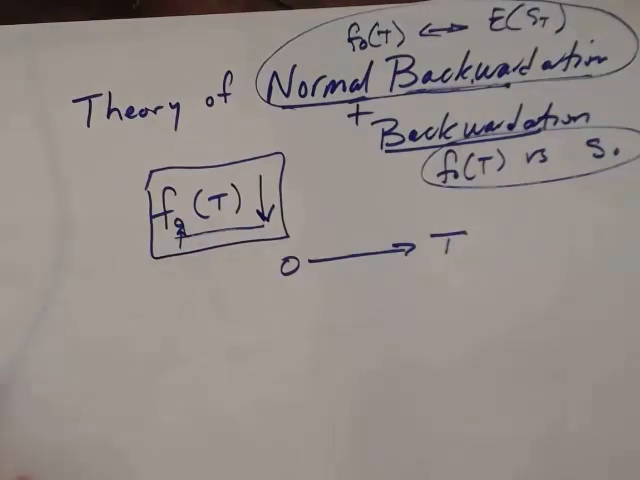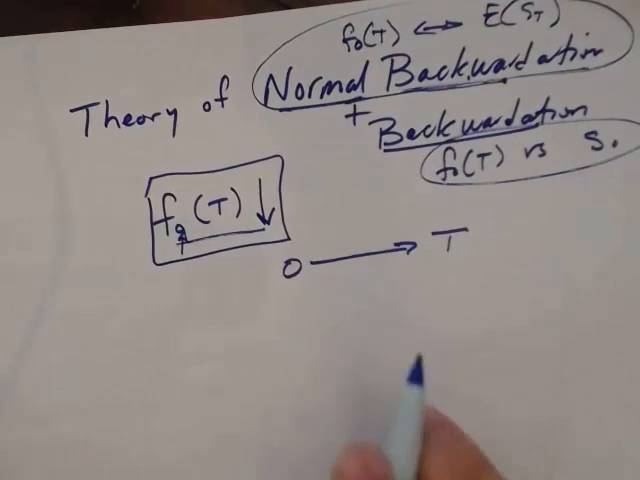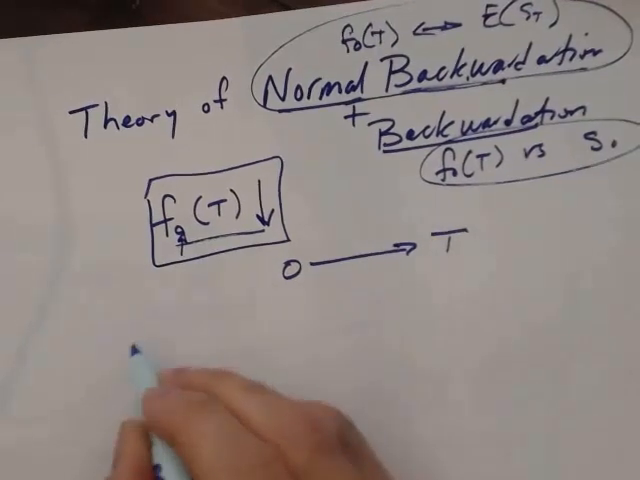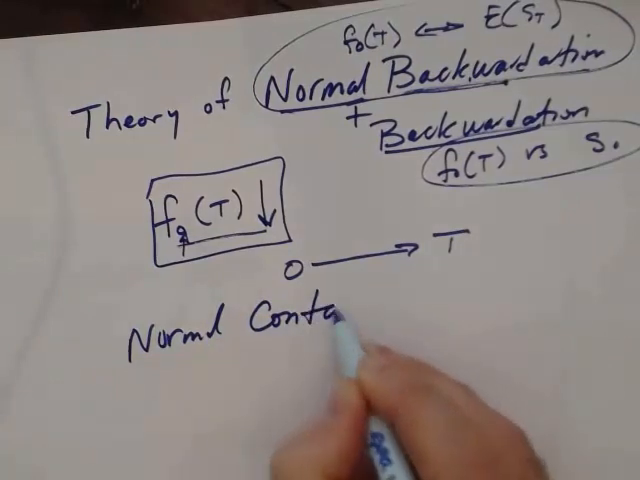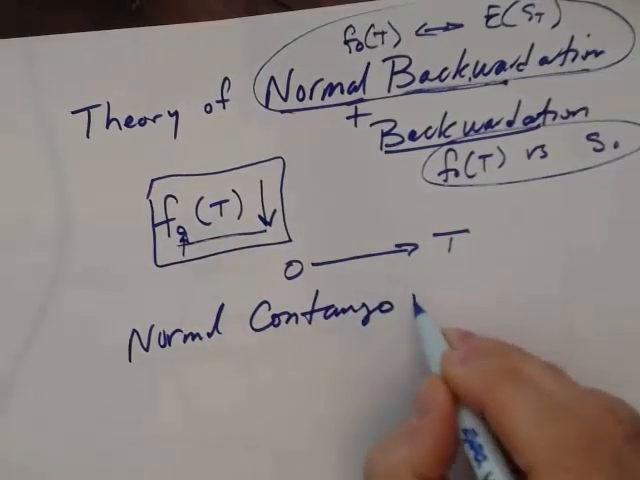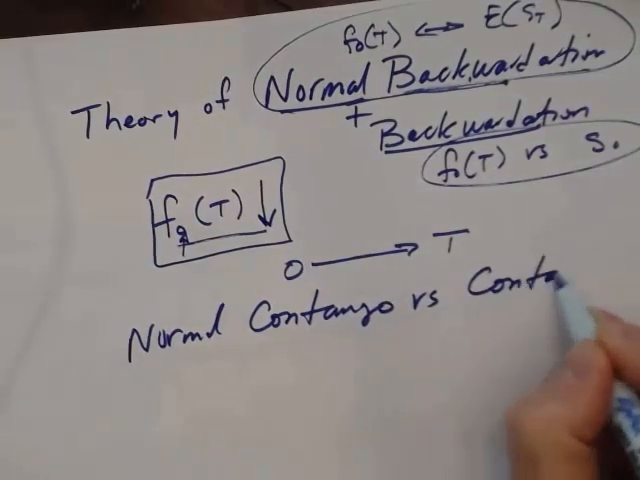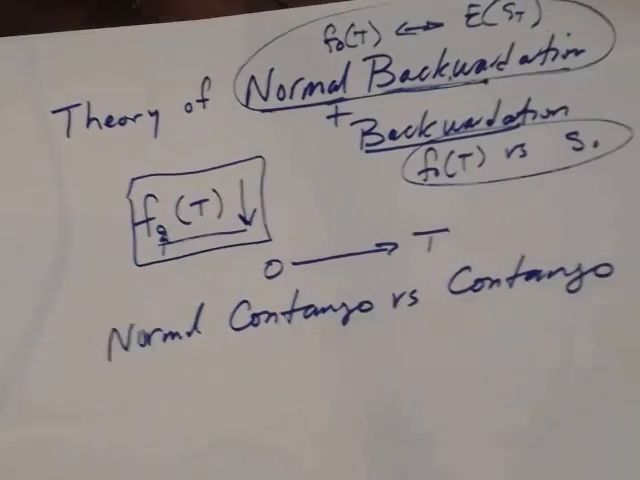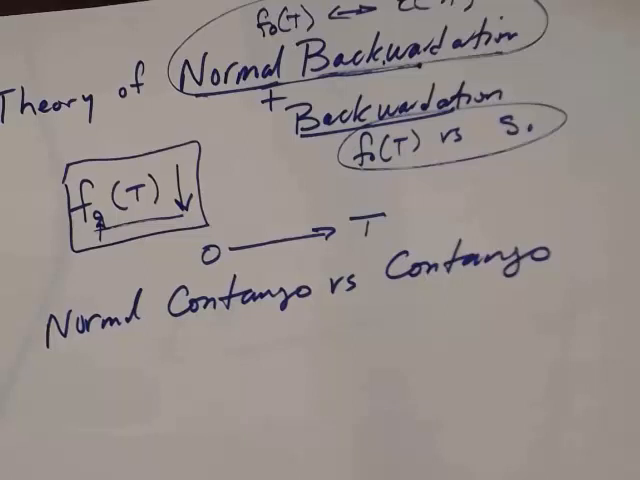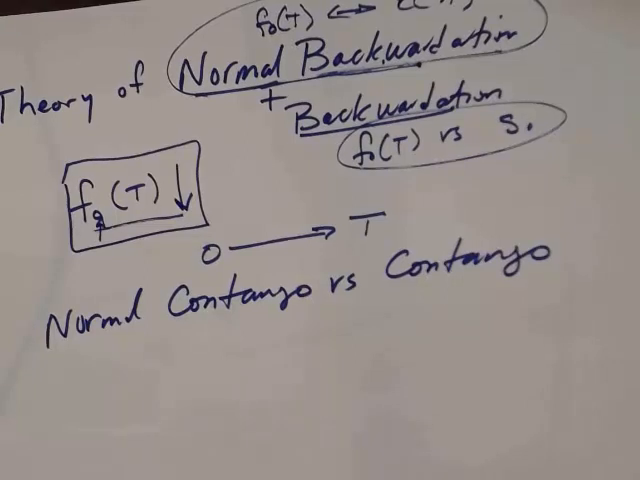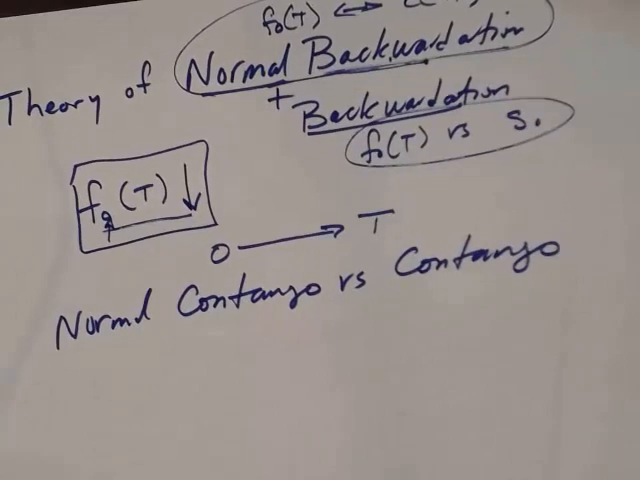Now, the next idea is called normal contango versus contango. Again, I don't know where this terminology came from, but it's around and it's used a lot by traders. So, it's hard to believe that hedgers are always net short futures positions. It's hard to believe that hedgers are always short.